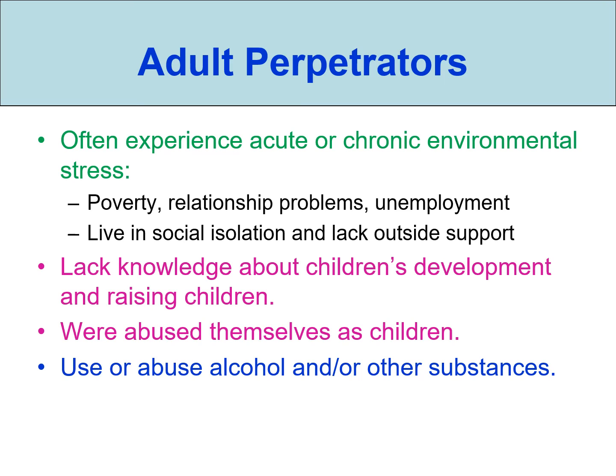Those adult perpetrators often experience acute or chronic environmental stress from poverty, relationship problems, unemployment. They may live in social isolation or lack outside support. They lack knowledge about children's development and raising children, and may have very unreasonable expectations and not have skills to draw upon. They were abused themselves as children, and they may be using or abusing alcohol and other substances.